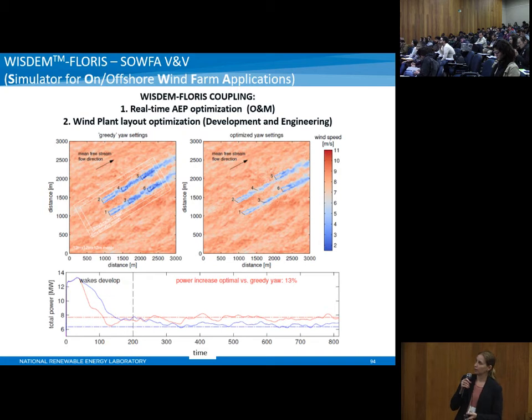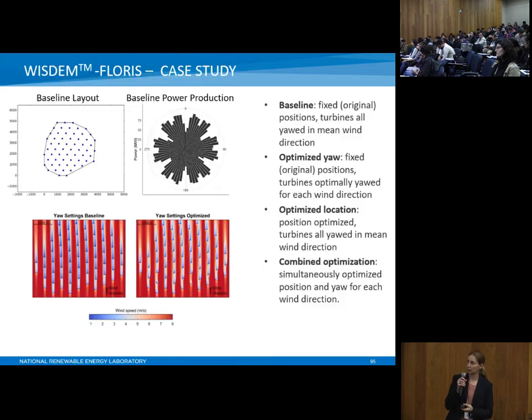So here's an example again of how you can get a power performance gain. This is in an LES simulation from using the wake steering in practice. So, estimated 13% power improvement for that direction and speed.